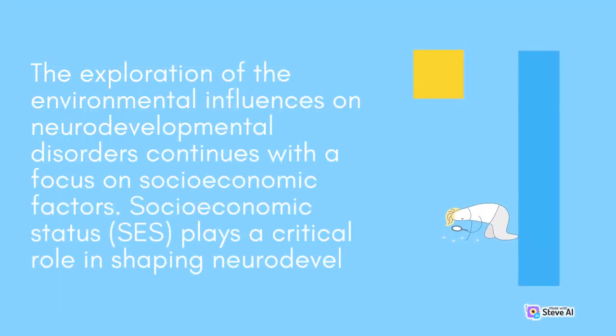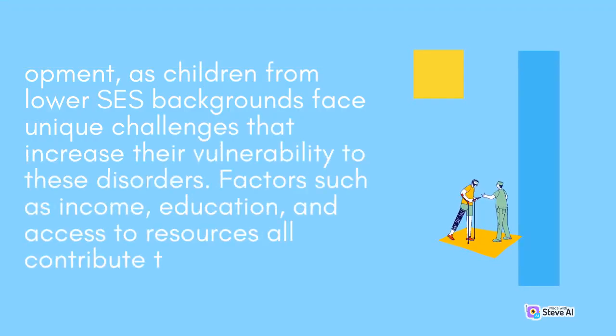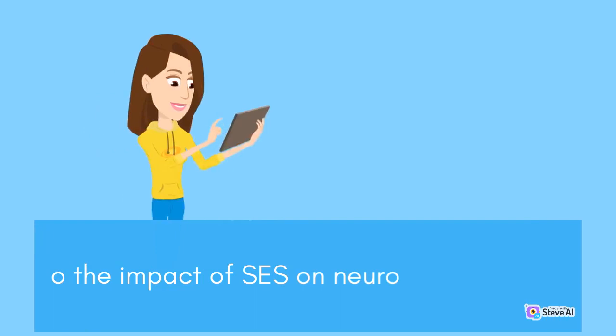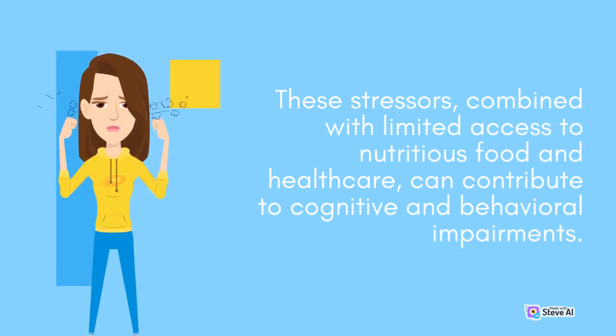The exploration of the environmental influences on neurodevelopmental disorders continues with a focus on socioeconomic factors. Socioeconomic status, SES, plays a critical role in shaping neurodevelopment. Children from lower SES backgrounds face unique challenges that increase their vulnerability to these disorders. Factors such as income, education, and access to resources all contribute to the impact of SES on neurodevelopment. These stressors, combined with limited access to nutritious food and healthcare, can contribute to cognitive and behavioral impairments.